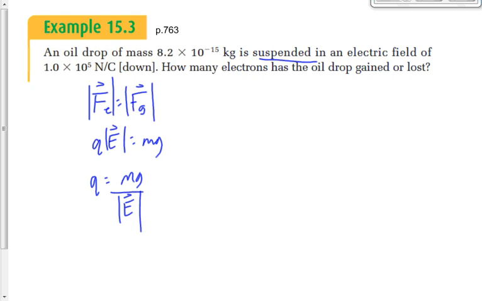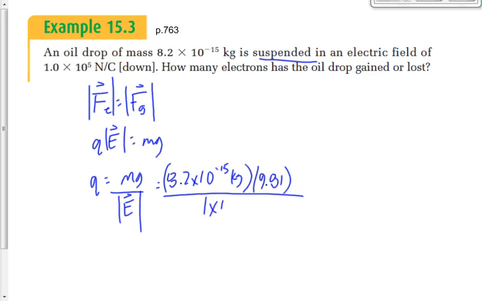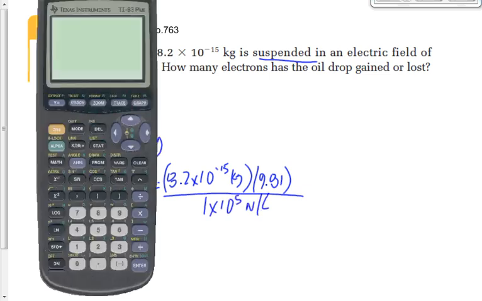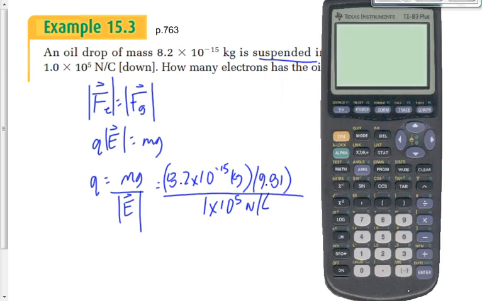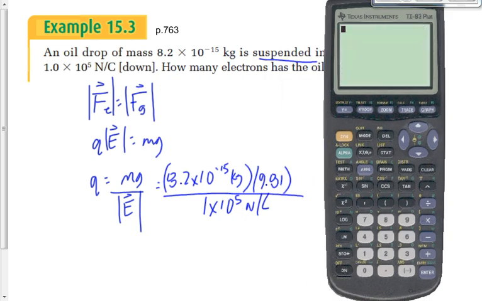The mass of the oil drop is 8.2 times 10 to the negative 15 kilograms times 9.81. The electric field strength is 1 times 10 to the 5. Let's get the value of the charge there. Remember, not of an electron, the charge of that oil drop. We get 8.04 times 10 to the minus 19.